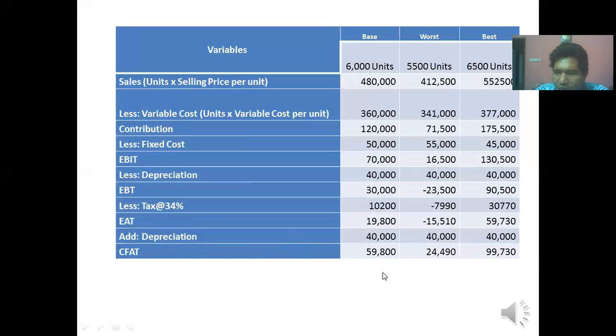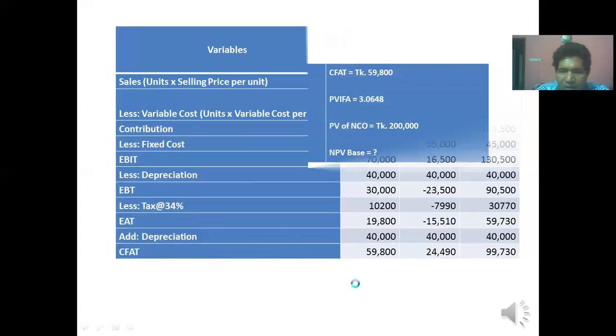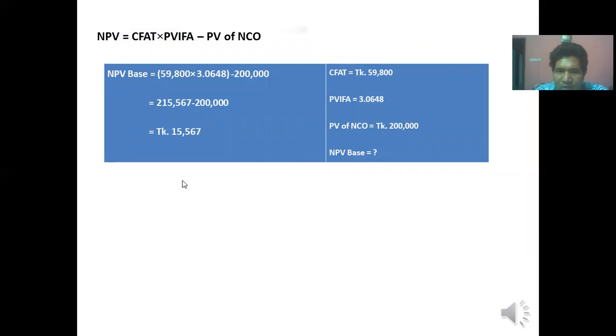Now we will calculate NPV. You know how to calculate NPV. NPV equal to CFAT into PVIFA minus PV of NCO. We know that CFAT for base condition 59,800, PVIFA 3.0648, and NCO for all the situations 200,000. Here is the calculation, and the result is taka 15,567.